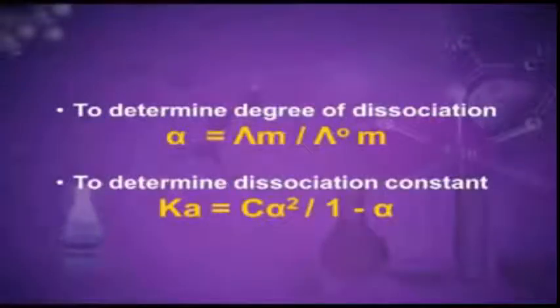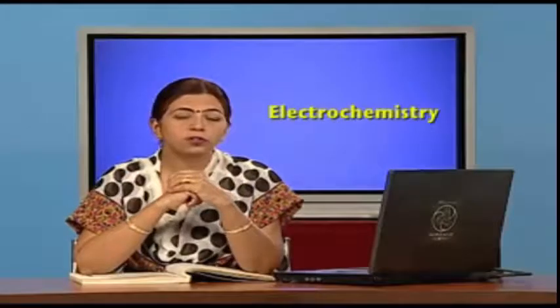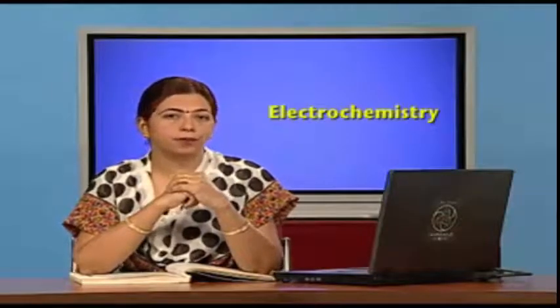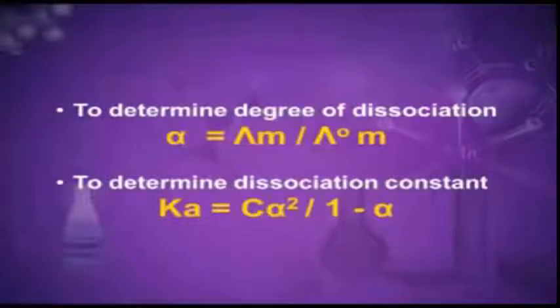Using Kohlrausch's law, we can also find the degree of dissociation, alpha, which is mathematically equal to lambda m upon lambda m infinity. We can also find the dissociation constant K. K is equal to C alpha square upon 1 minus alpha, where alpha is the degree of dissociation.